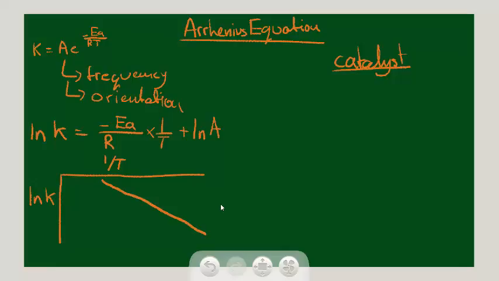Then another thing we need to consider with regards to the Arrhenius equation is the presence of a catalyst. A catalyst is used in a reaction to speed up the reaction without actually being consumed. So there's no increase in temperature, but there's an increase in the frequency of collisions, and thus the value of the rate constant increases. So k is likely to go up due to the presence of a catalyst.